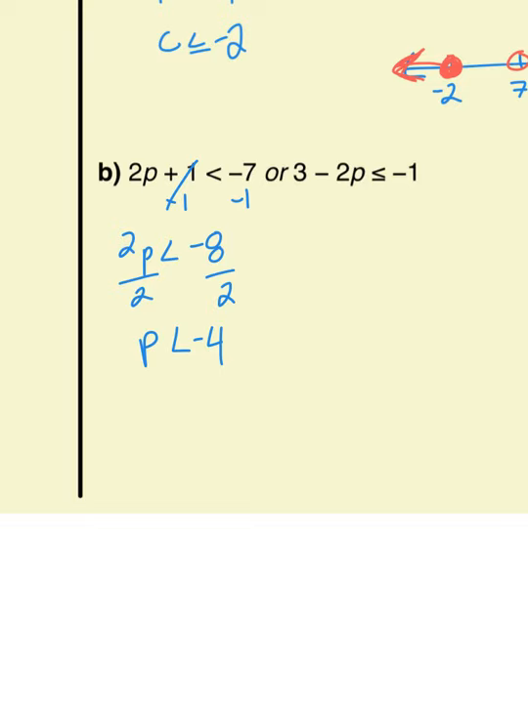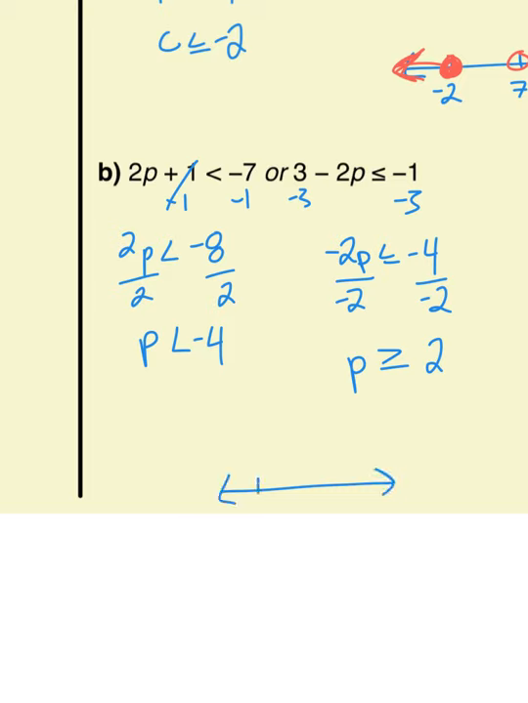or 3 minus 2p is less than or equal to -1. I'm going to start by subtracting 3 from both sides. So I have -2p is less than or equal to -1 minus 3 is -4. Now I divide by -2. Hopefully you caught that. We divided by a negative, which means we're going to flip the sign. So p is greater than or equal to -4 divided by -2 is 2.